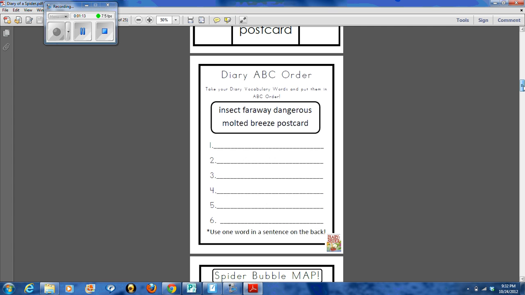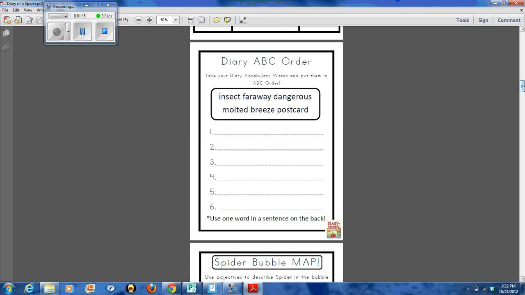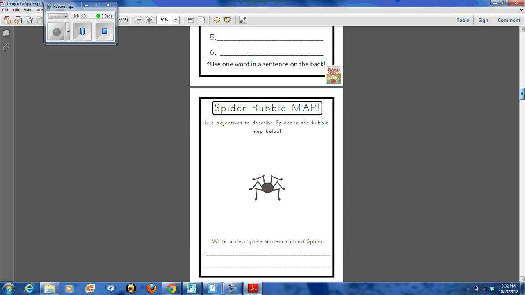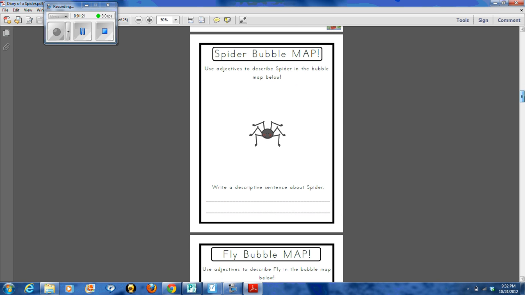During centers that week, I also may have diary ABC order where the students are using the vocabulary words from the story. Another option is using my spider bubble map and my fly bubble map. I like my students to be able to respond and be involved in the reading and also the thinking. So having these maps in front of them allows them to record their thinking about each of the characters.